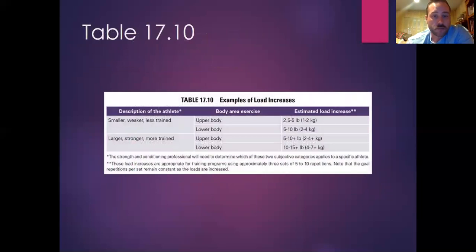And if you look at it this way, and even those numbers down here for larger, stronger, more trained, you think about it, when you're larger, stronger, and more trained, 250 pounds to 260 pounds on like a bench press, that's a big jump, right? Or 330 to 345, 350, that's a big jump, okay? So just because it doesn't look like a lot, put it into perspective, okay?